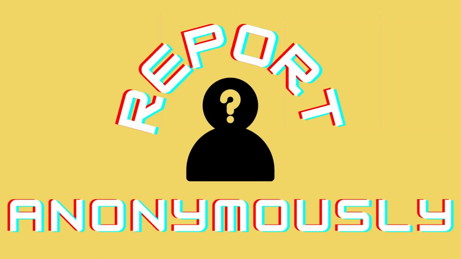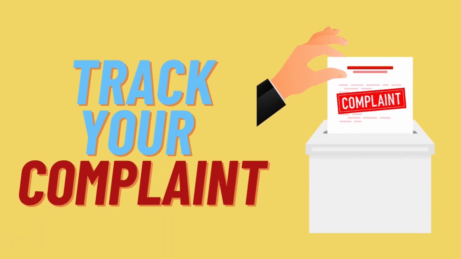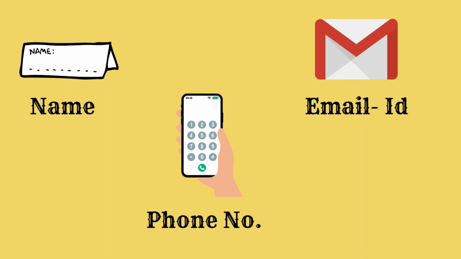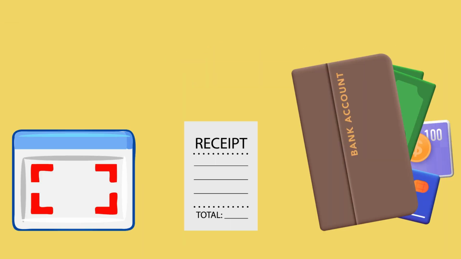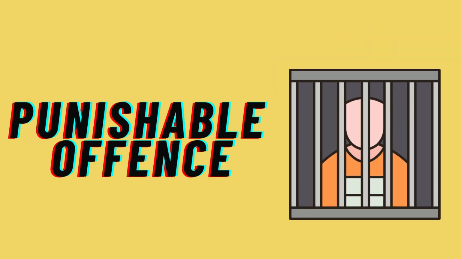The reporting portal offers an option to report anonymously as well. If you want to report and track your complaint, you are required to provide accurate information, including your name, phone number, email address, and details supporting the complaint. Evidence or proof of crime, such as screenshots, receipts, bank statements, email, and more, can be submitted on both anonymous and non-anonymous complaints. False complaints are a punishable offense.